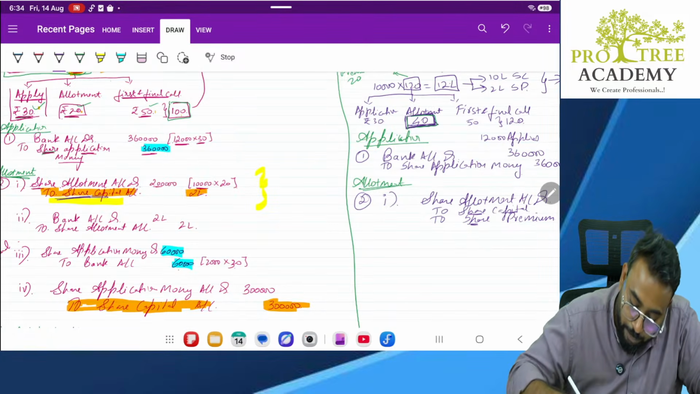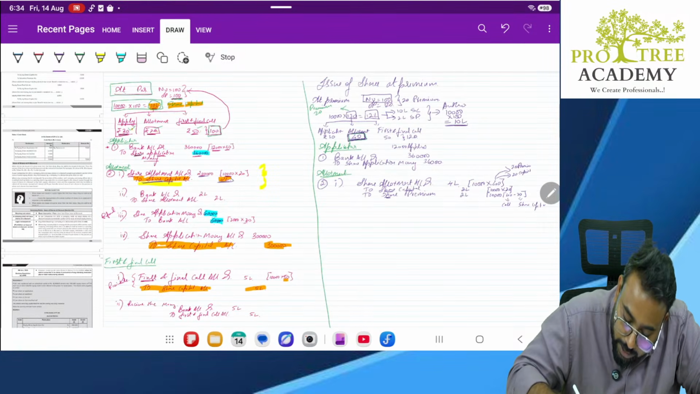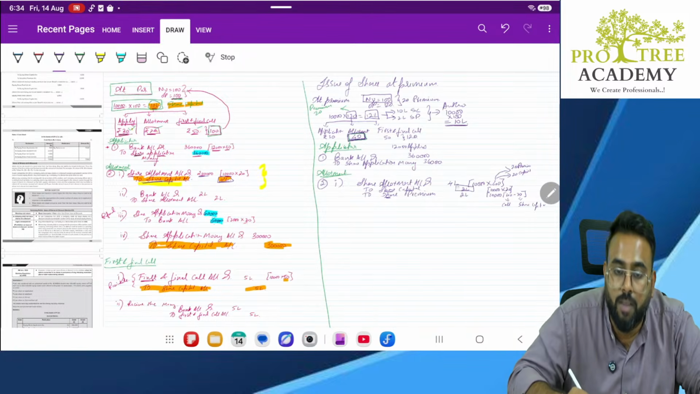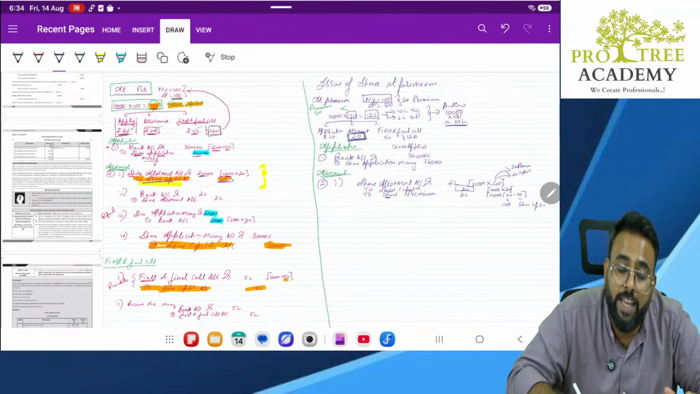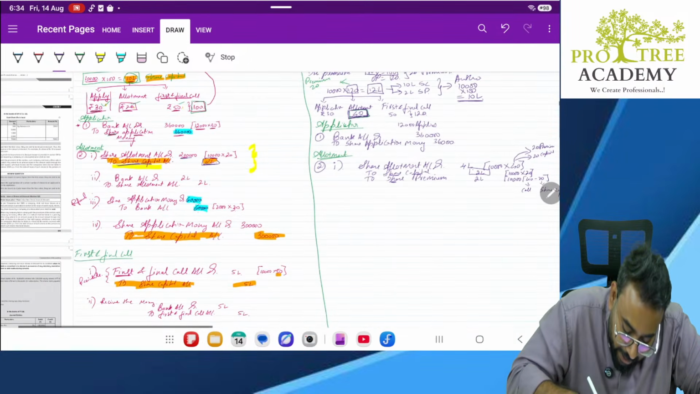But if you observe, here also my share capital is credited by only 2 lakh. But the debit side has become 4 lakh. Why? That extra 2 lakh is a premium. Clear? Okay. Second entry, sir. Second entry remains the same.